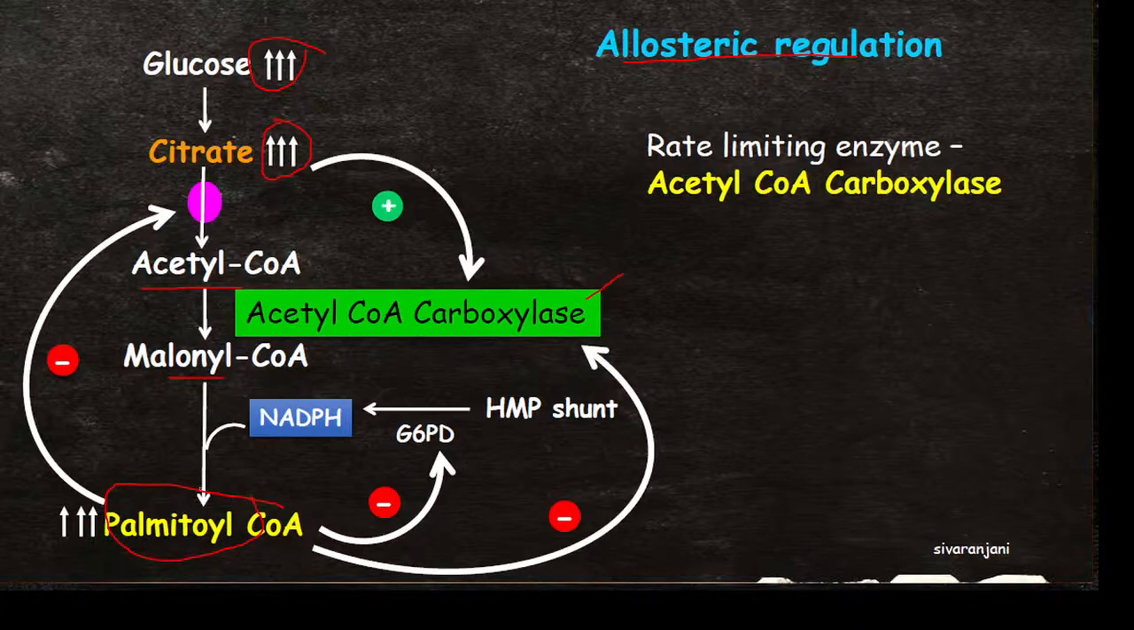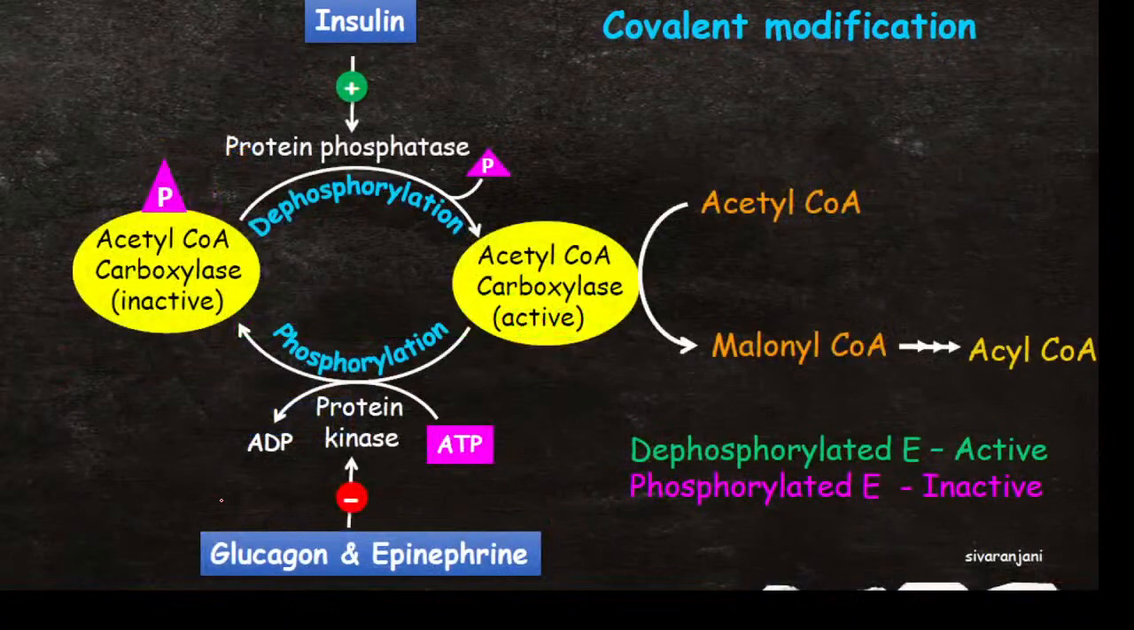Okay, if palmitoyl CoA concentration increases, this inhibits the formation of NADPH, that is, this inhibits the HMP shunt pathway and malic enzyme activity, and it also inhibits the conversion of citrate to acetyl CoA, and palmitoyl CoA also blocks the activity of acetyl CoA carboxylase. Okay, so here the major rate limiting enzyme is acetyl CoA carboxylase, and the activation and deactivation mainly depends on the concentration of palmitoyl CoA.